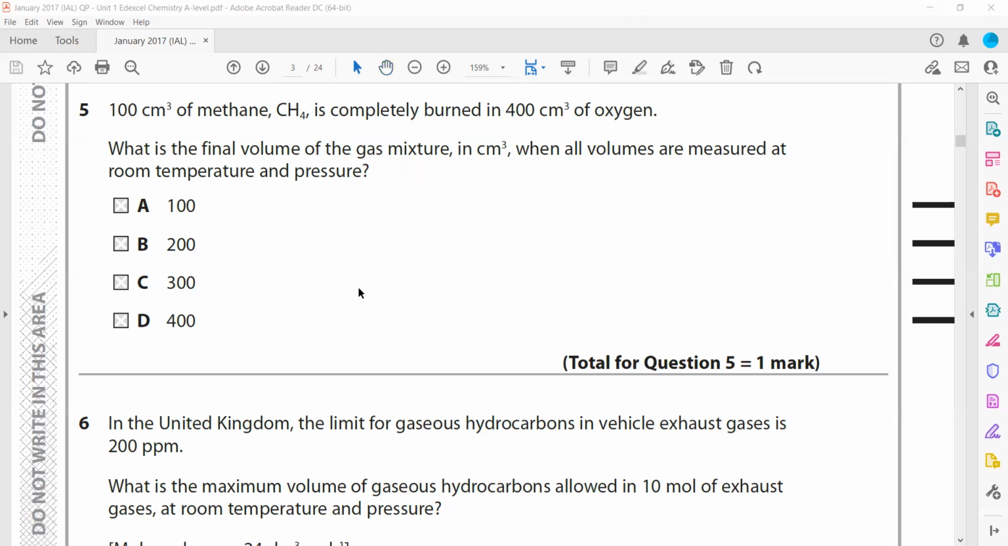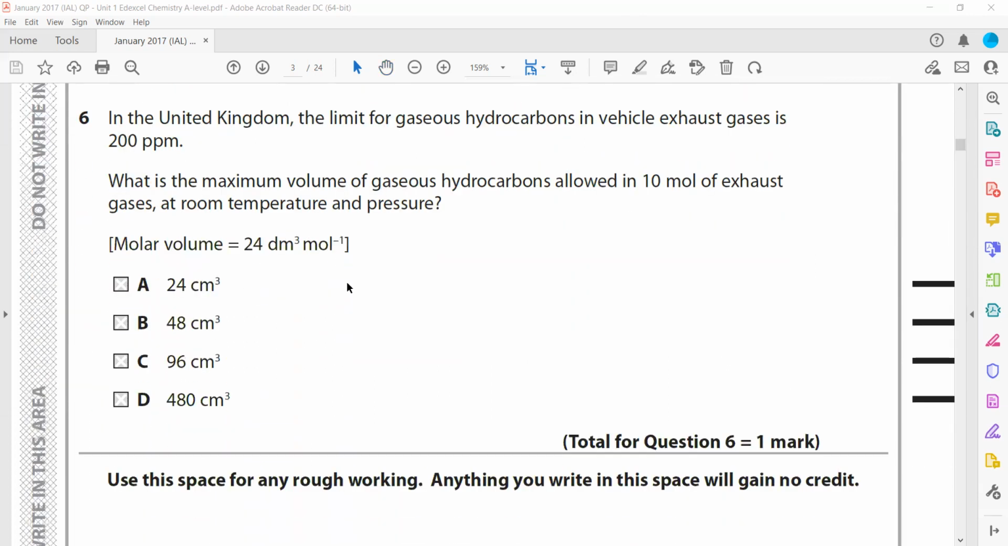So for these type of questions, always write a balance equation. In the United Kingdom, the limit of the gaseous hydrocarbon in a vehicle exhaust is 200 parts per million. What is the maximum volume of the gaseous hydrocarbon allowed in 10 mole of exhaust gas?